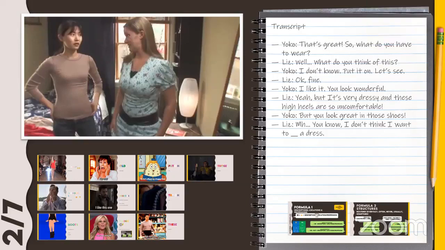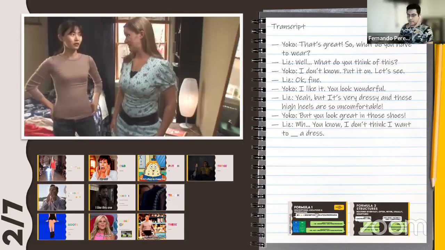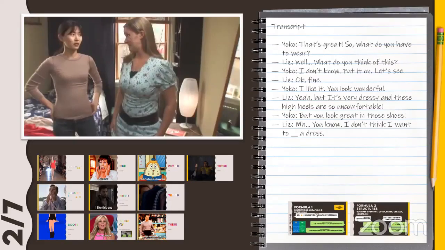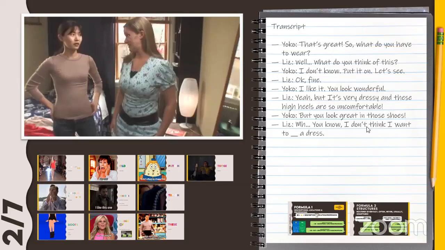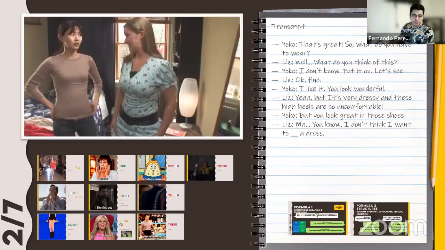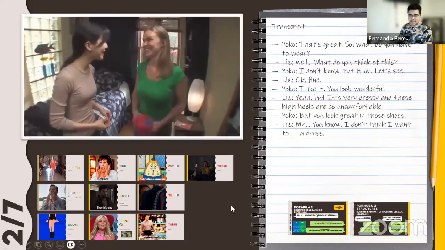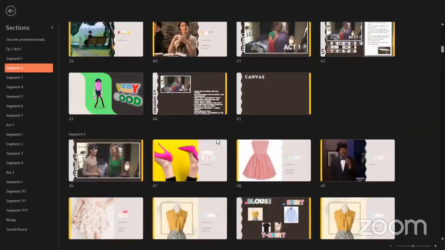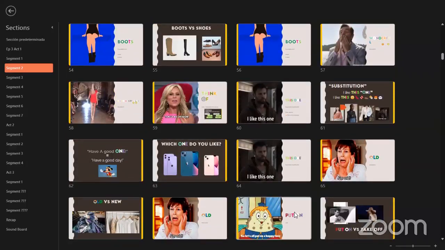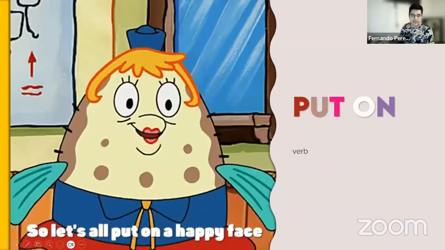Wear. Excellent. So what is the complete idea, Noé? I don't think I want to wear a dress. You are correct. I don't think I want to wear a dress. Because you don't put dresses. That's great. So you know? You don't put dresses, you put on. This is the correct verb.